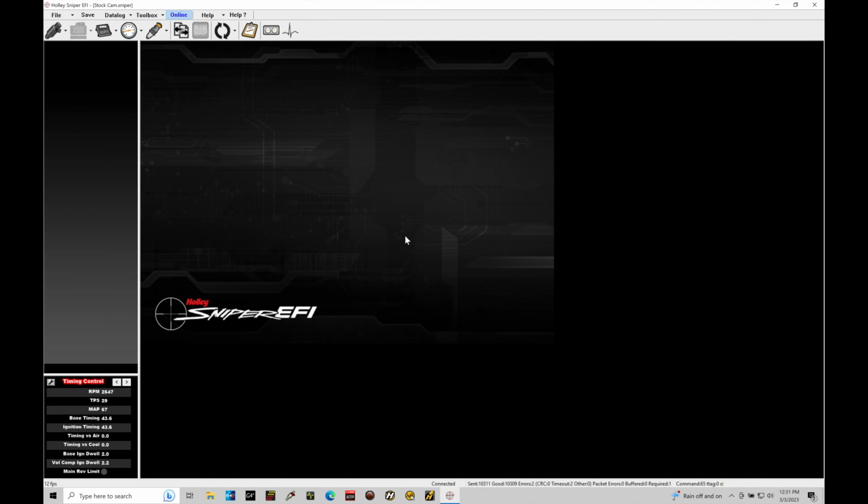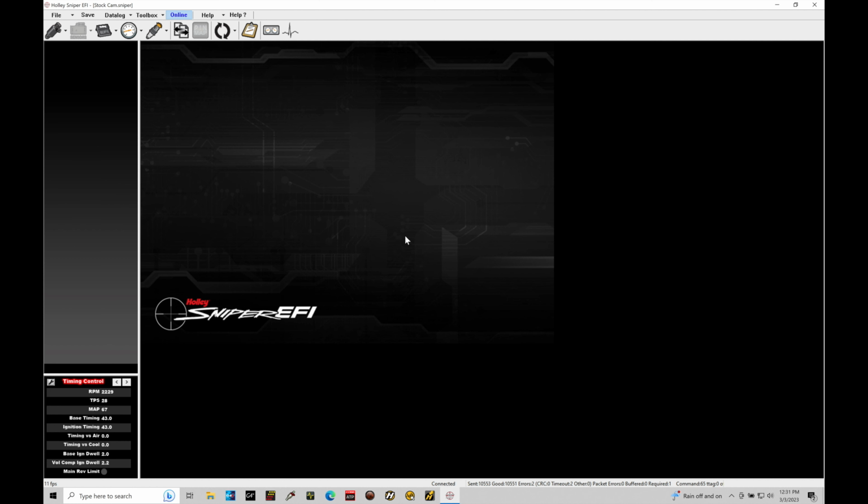Okay, so let's get started. We're going to be taking a look at setting up our spark timing modifier tables within our Holley Sniper EFI programming. Our spark timing modifier tables allow us to vary the spark timing based on engine coolant temperature or inlet air temperature. This is going to make sure that we have our spark timing being delivered to our engine safely and most efficiently in a variety of conditions.